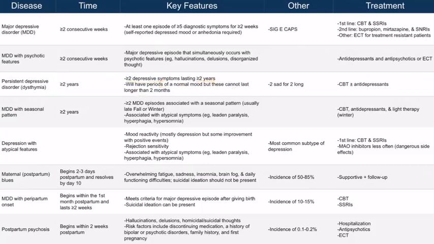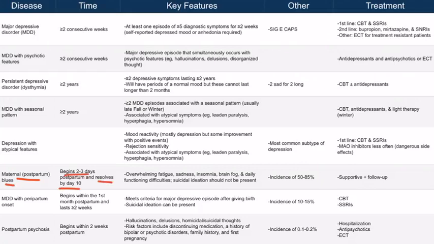All right, now let's move on to discuss peripartum mood disturbances, which are depressive disorders in women that are pregnant or have recently given birth. There are several risk factors associated with the peripartum mood disturbances, but the key one to remember is a history of mood disorders. Maternal postpartum blues is the most common peripartum mood disorder. It typically begins 2 to 3 days after delivery and resolves by day 10.